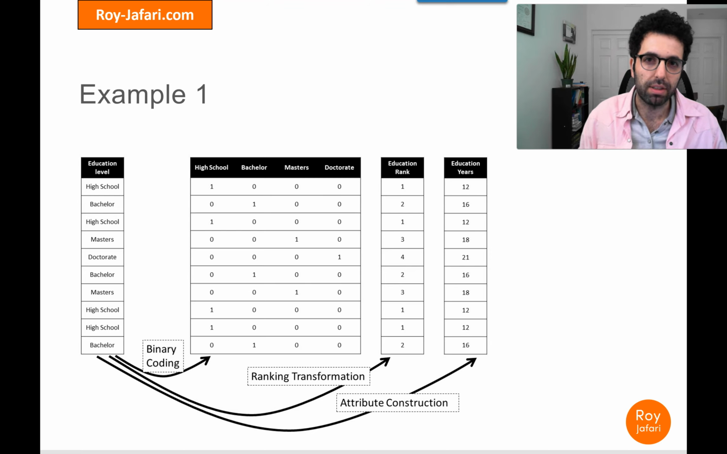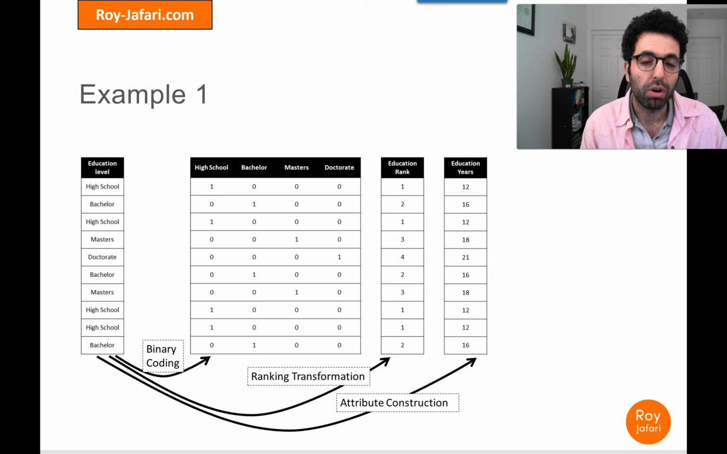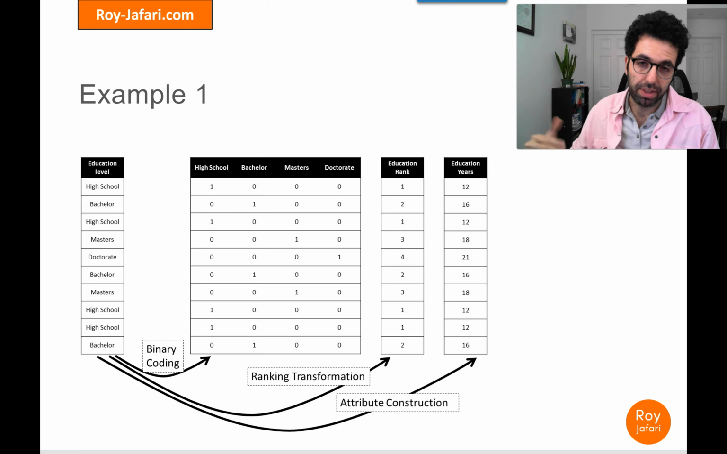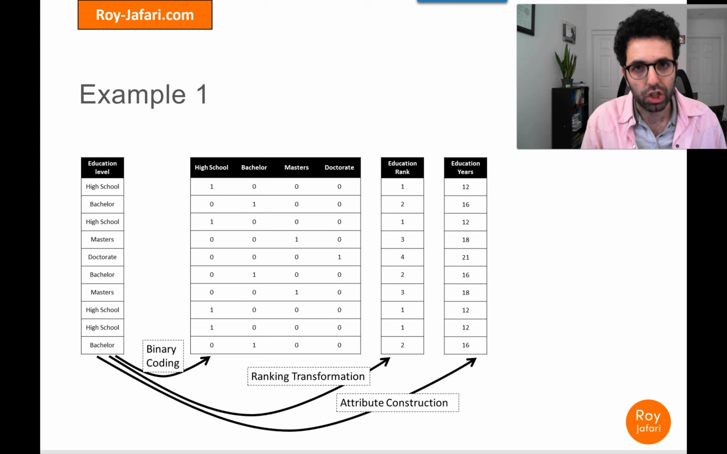methods. At the same time that it keeps the information regarding the order of the possibilities of the ordinal attribute, it tries to capture the relationship between these possibilities in a better way based on our understanding of the environment that the data is collected from. So instead of using education level, how about we use education years?